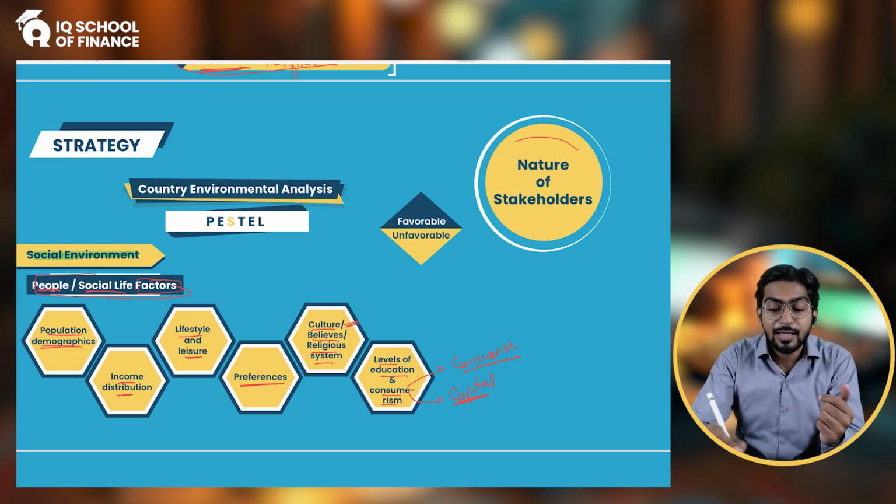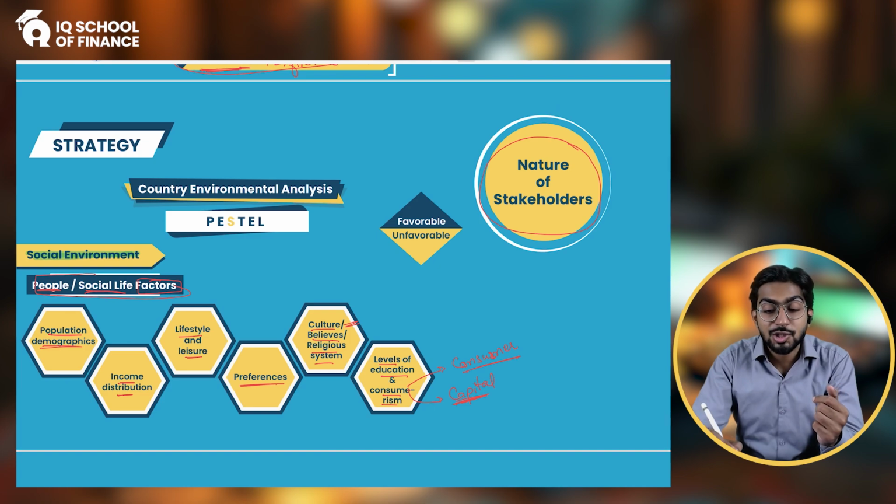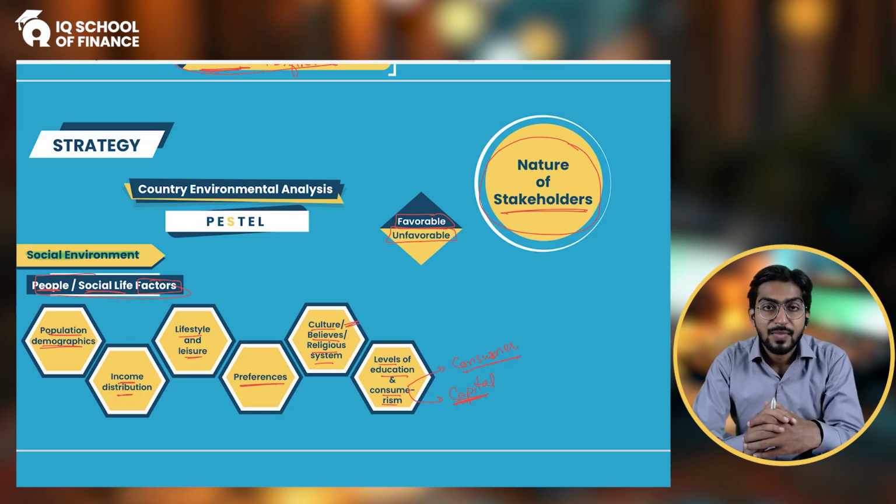So the thing is that you have to understand the nature of the stakeholders, right? Not only the customers, you need to understand the nature of the people around you. And these are the stakeholders. If it is aligned with you, that means it is favorable, and if it is not aligned with you, that means it is unfavorable, right? So I hope that it is clear.